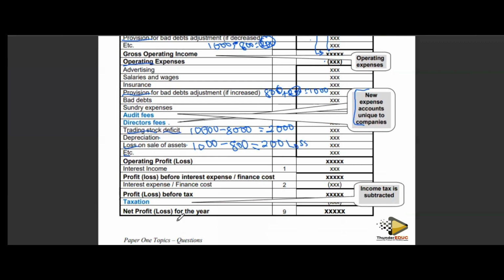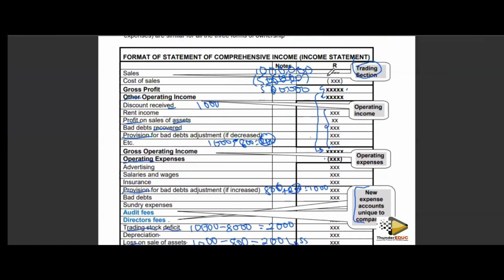Our major aim is to determine whether this business made a profit or a loss, right? But we are going through steps. We can't come to this figure without starting up here, okay? Remember at the beginning I said, I'm not the one coming up with this structure. International Financial Reporting Standards is the one which designed this structure, and they say we must follow this structure, okay?